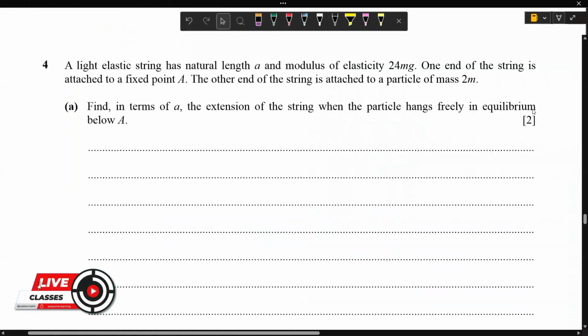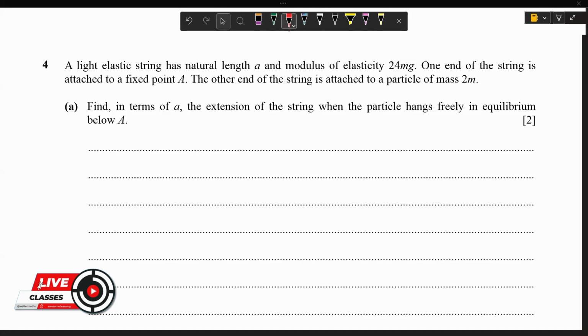Right, so we are now looking at this question here, and it says a light elastic string has natural length A and modulus of elasticity 24mg. One end of the string is attached to a fixed point A. The other end of the string is attached to a particle of mass 2m. So in part A, find in terms of A the extension of the string when the particle hangs freely in equilibrium below A.